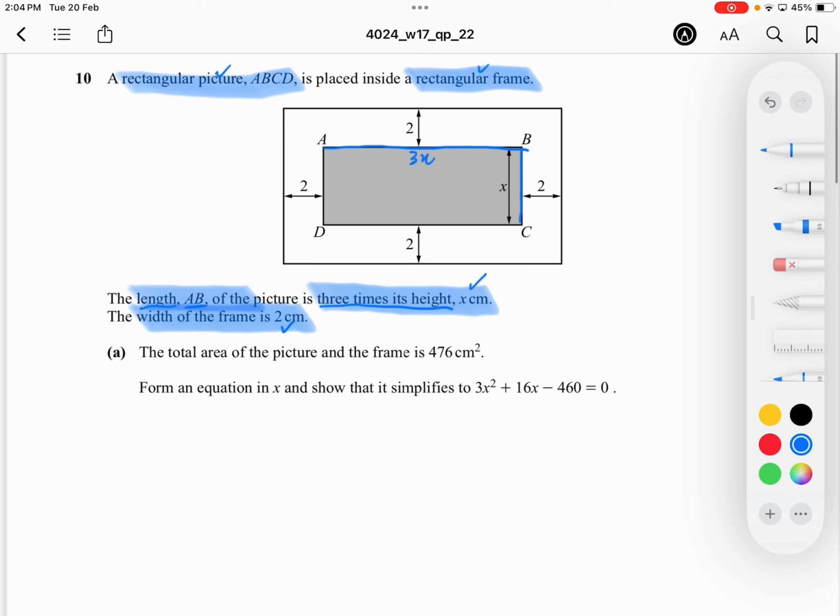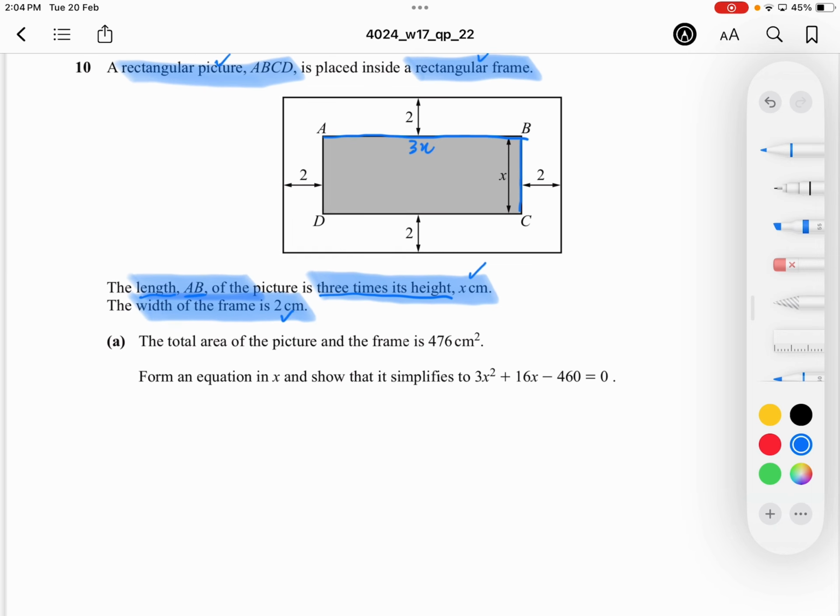Okay. Then, we move on to the question. Okay. So, the question says, total area of the picture and the frame. Total area of picture and the frame. What calculation is in your head? What is added should be picture and frame. Picture is the shaded. Where is the frame? Like a pathway, right? Not all. Okay. The frame is outside, the picture is inside, is 476 cm square.